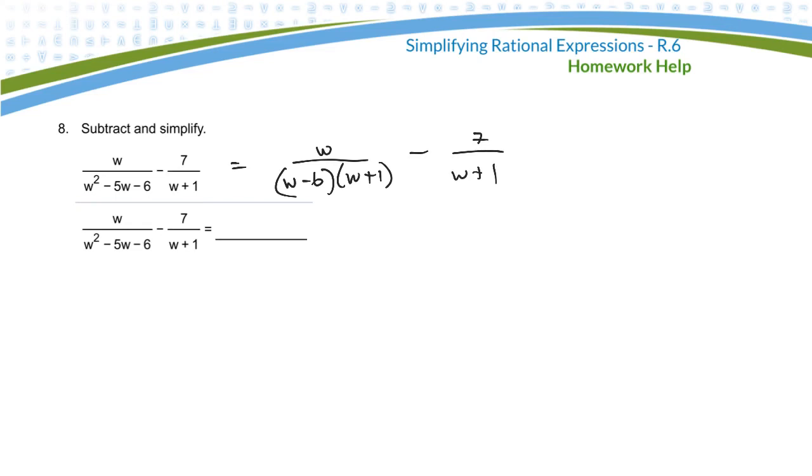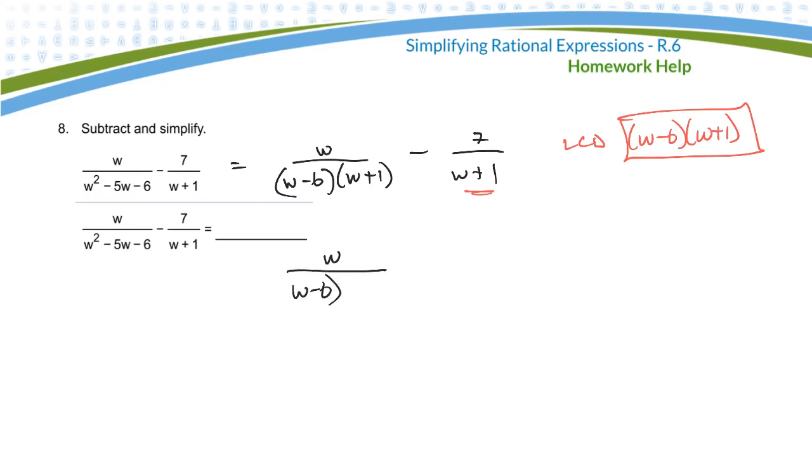So my lowest common denominator is going to be, I need w minus 6, w plus 1, and then, well, I already have that one. So just this will be my lowest common denominator. So let's write what we have. W over w minus 6, w plus 1, minus 7 over w plus 1.